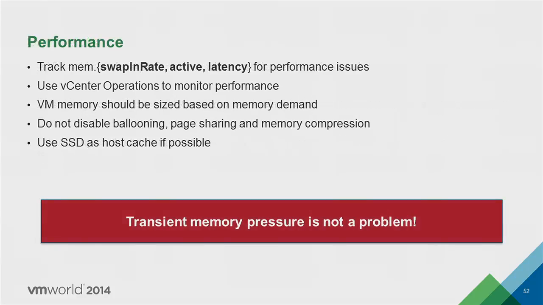In terms of performance, I have introduced some counters to watch for performance issues. I recommend you use vCOps to track performance and find the guest memory demand. VM memory should be sized based on its memory demand. We should always enable ballooning, page sharing, and memory compression, and use SSD as host cache if possible. The one last thing I want to emphasize is that transient memory pressure is not a problem. The ESX memory reclamation techniques should handle it very well.